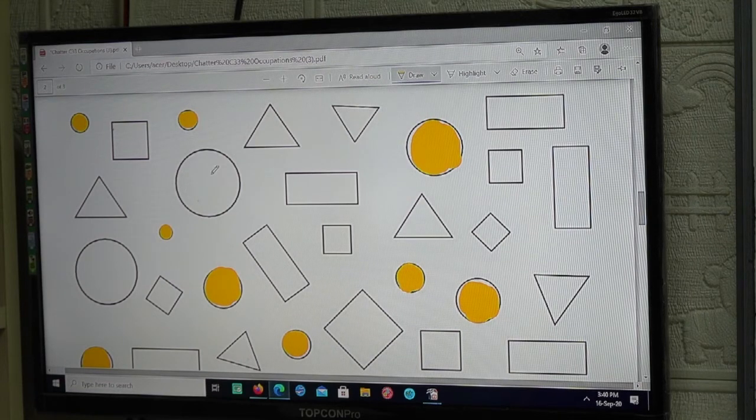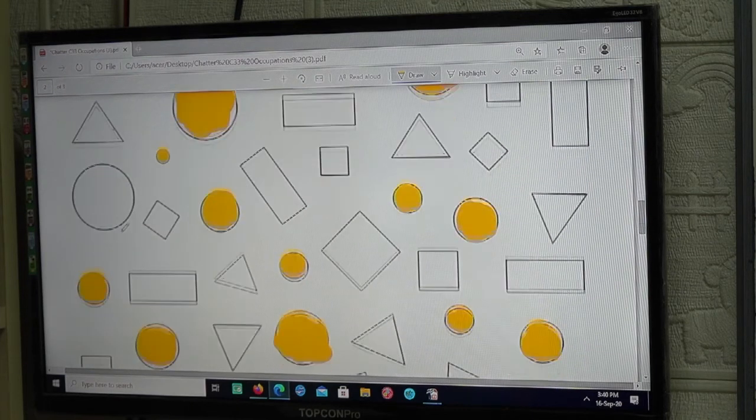Oh, I haven't colored these two. There are many big circles and small circles though.